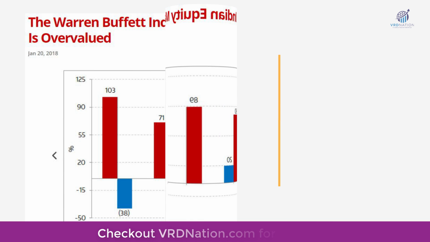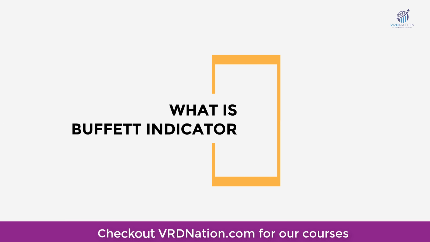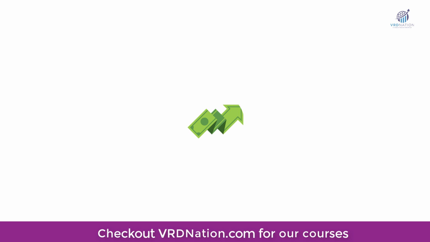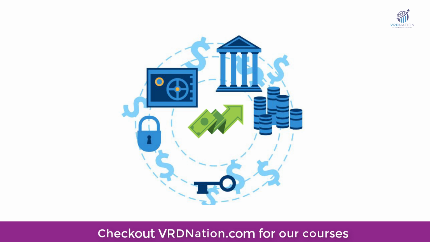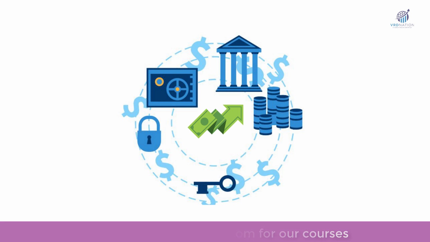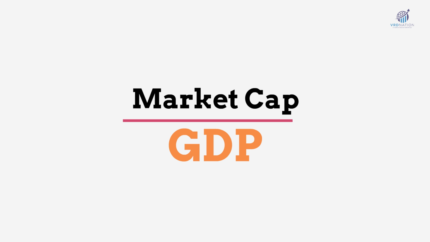So let's start by answering the basic question first. What is Buffett indicator? It's an indicator that Warren Buffett uses to get an overall feel for the valuation of the US stocks, whether they are undervalued or overvalued. And it's pretty easy to calculate. Take the total market capitalization of all the stocks in a country and divide that by country's GDP.